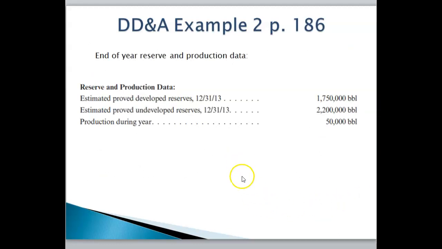Now this is our end of year reserve information. So we have estimated proved developed reserves at the end of the year of 1,750,000 barrels. We have estimated proved undeveloped reserves at the end of the year of 2,200,000 barrels. And we have our production during the year of 50,000 barrels.